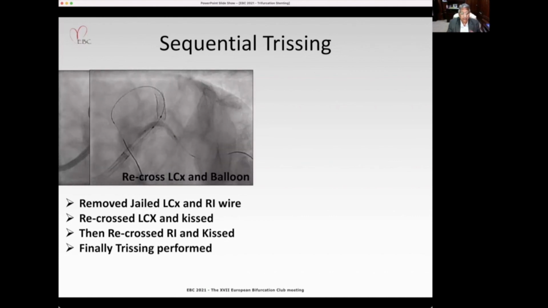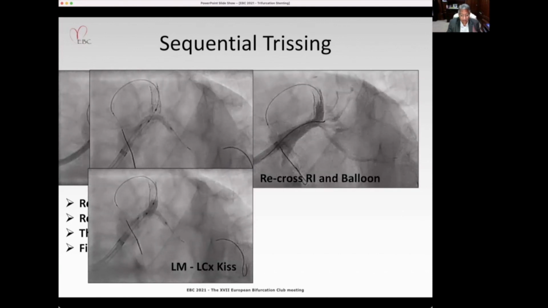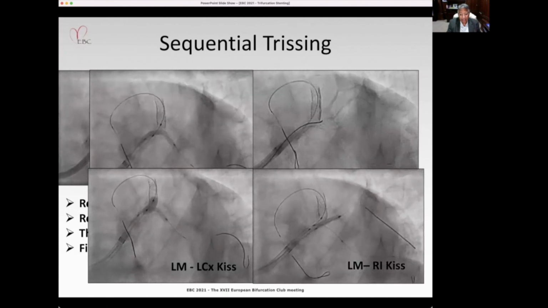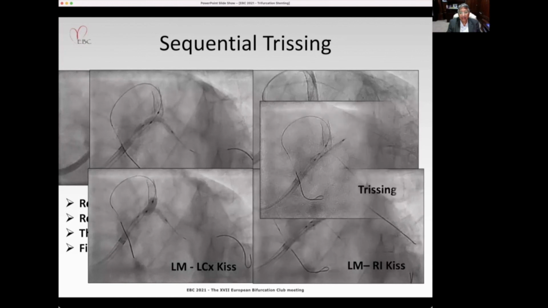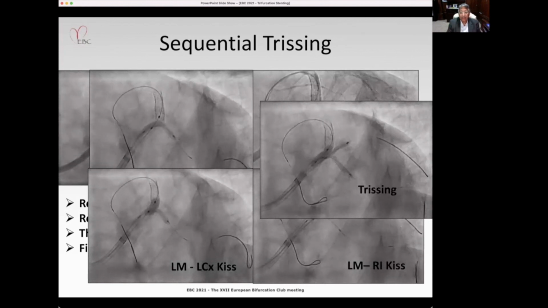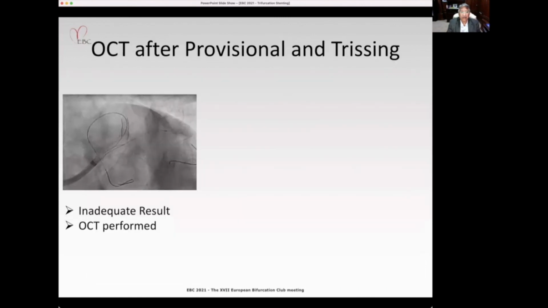So here we recrossed the circumflex with the balloon, and then we kissed that. Then we recrossed the ramus, and we kissed that with the left main, and then finally we did this trissing with 3 balloons, one for the left main to the LAD, to the circumflex, and to the ramus.